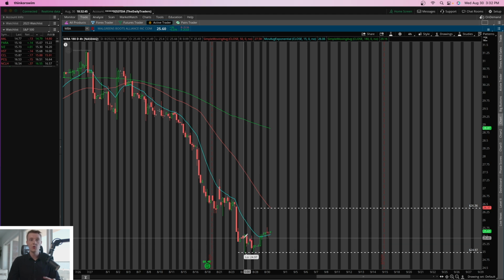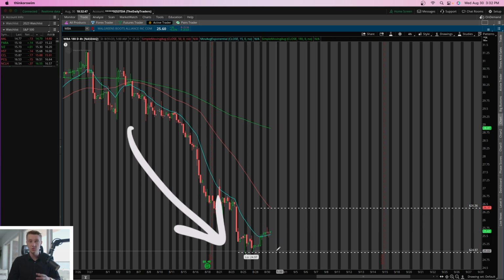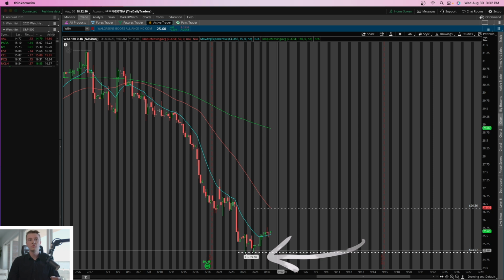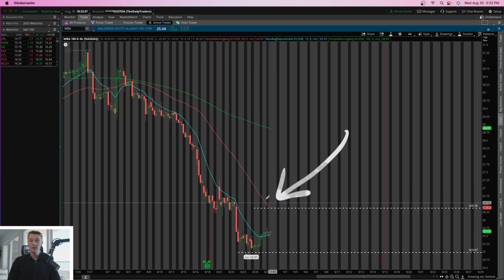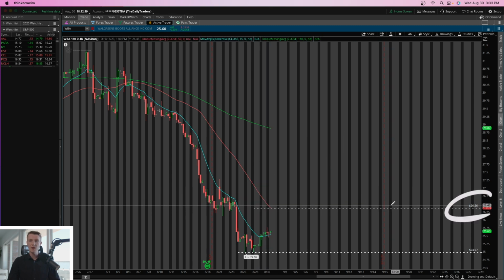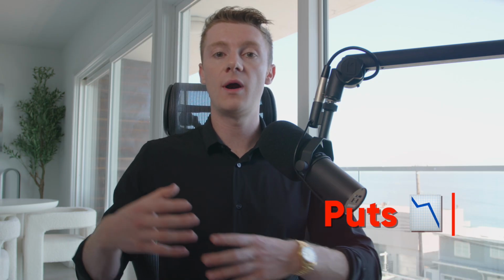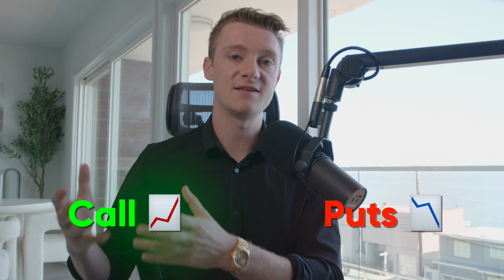So the intention is going to be to play a move back down to that low at 24.97. So this is going to be my take profit. And then on the other hand, this is going to be my stop loss at the 50-day SMA, okay? Resistance overhead at 26.36. Now, obviously, my intention here is to play a move to the downside, so I'm going to want to go ahead and buy puts, right? Puts, you're betting on the direction of a stock to go down, where on the other hand, calls, you're betting on the direction of that stock to go up.